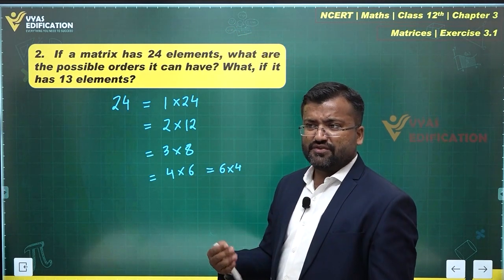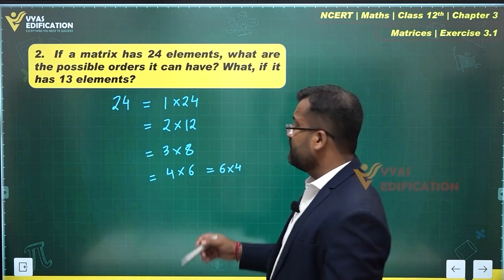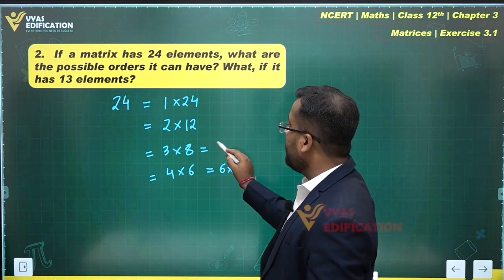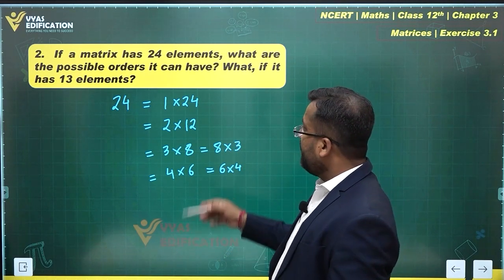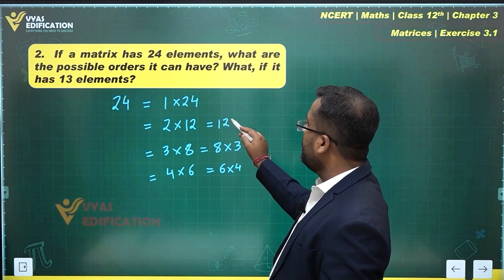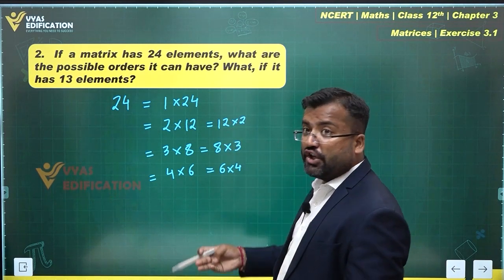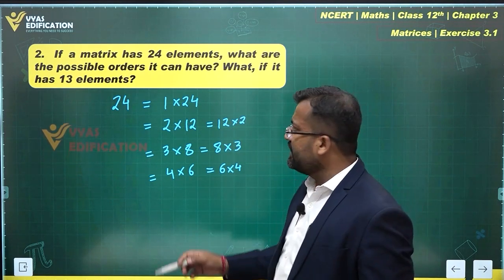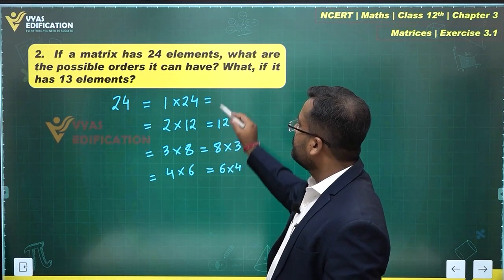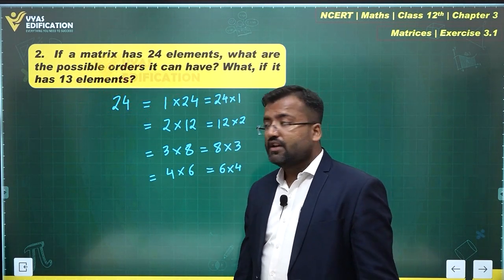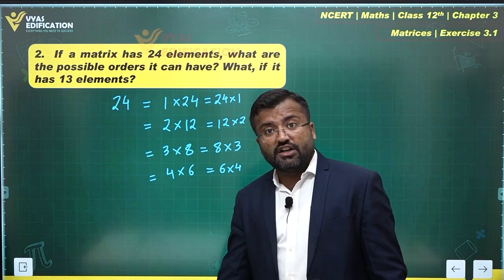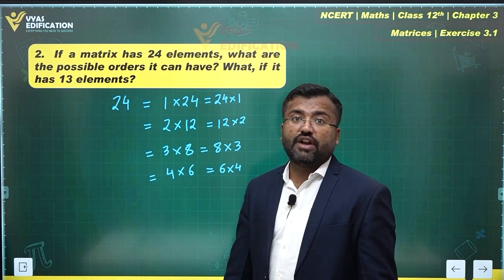After 6 we need 7. No, 7 is not a factor of this. The next factor would be 8 only, and the possible order that you would get is 8 by 3. After that, obviously, the next would be 12 by 2. Do I need to check 9, 10, 11? No, you don't need to check 9, 10, 11. The order will be this only. This is 24 by 1. So this is how you find the possible orders of a matrix having 24 elements.